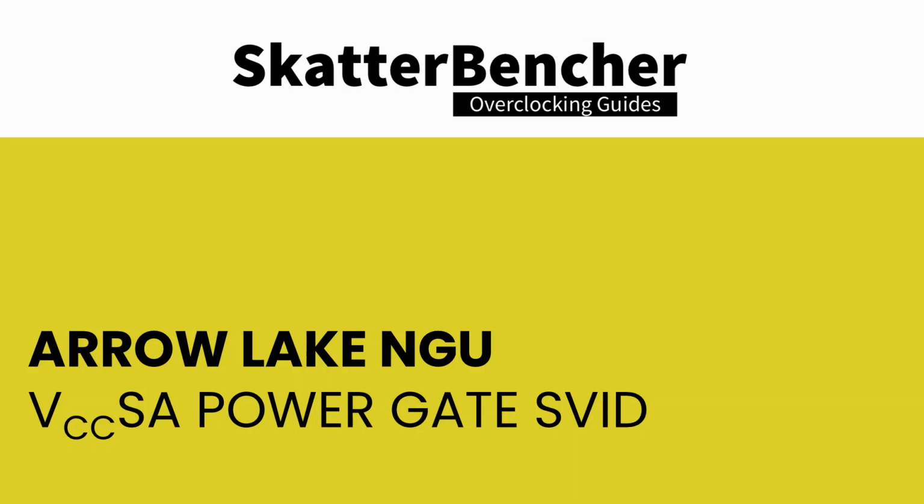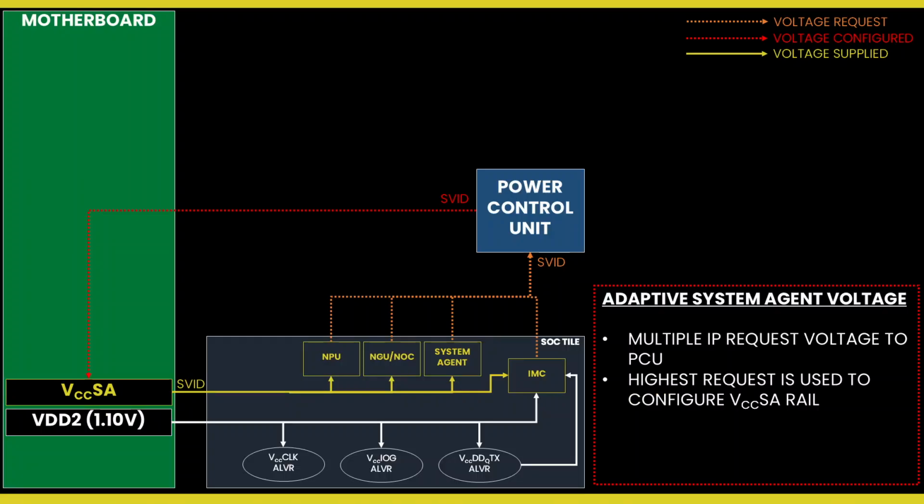Based on the NGU VF curve, the NGU requests an operating voltage from the VCCSA voltage rail using the SVID protocol. There are two ways to configure the NGU voltage: adaptive mode or override mode. In adaptive mode, the target voltage is mapped to the NGU OC ratio. This is the manual NGU ratio set in the BIOS and matches the NGU's VF. The usual rules for Intel's adaptive mode apply to the NGU as well. However, I won't dig into the details here because in practice, you'll always run at the highest NGU ratio anyway.